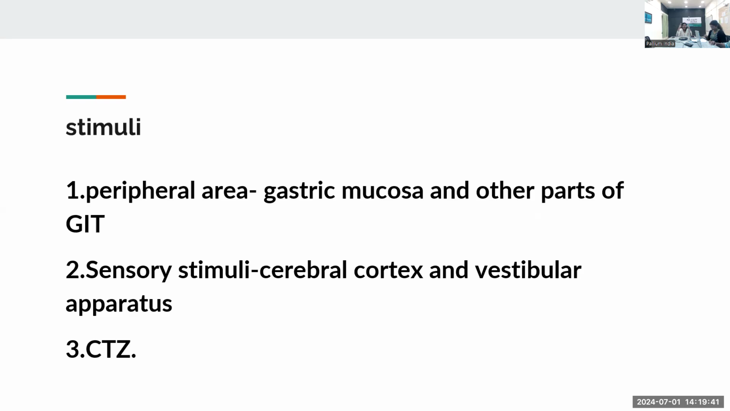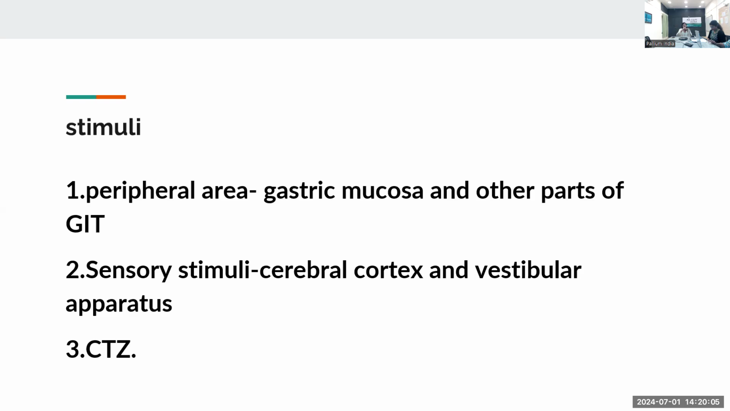And that can in turn stimulate the vomiting center. So that is the cerebral cortex. That's the second one. Next one, the very common, the vestibular apparatus. That is the third one. The vestibular apparatus is stimulated when you're traveling and all, and that in turn stimulates the vomiting center.